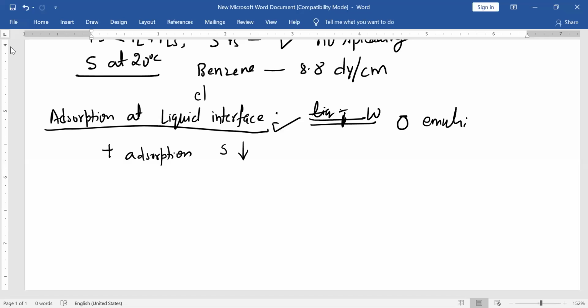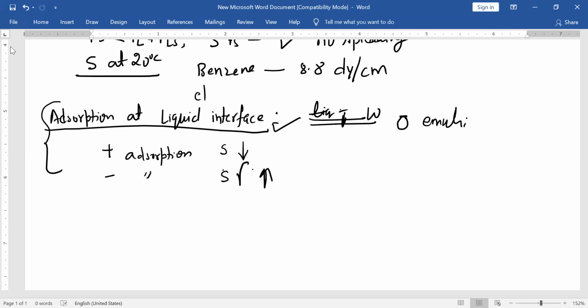In the second case, negative adsorption, for example inorganic electrolytes, when dispersed in a liquid are partitioned in favor of the bulk, this phenomenon is known as negative adsorption. In negative adsorption, the surface free energy and the surface tension get increased. So that is adsorption at liquid interface.